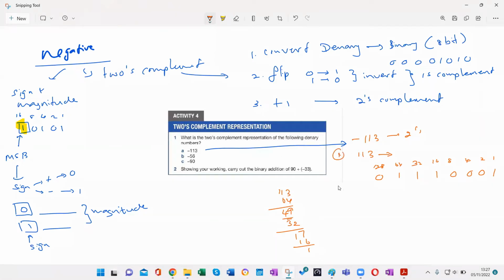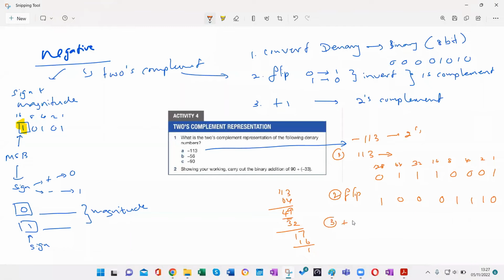Now, what is the second step? Second step is to flip. Right. So how do you flip? Just invert. 1 will be turned into 0. 0 will be 1. 0 will be 1. 1 will be 0. 0, 0 and 1. Simple.